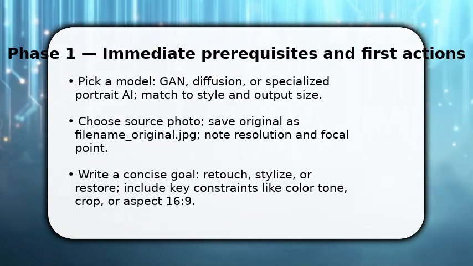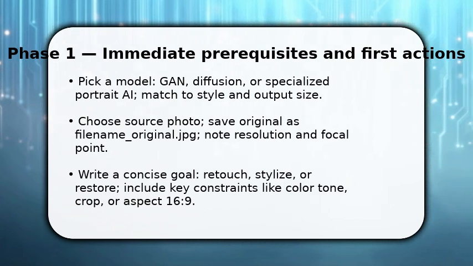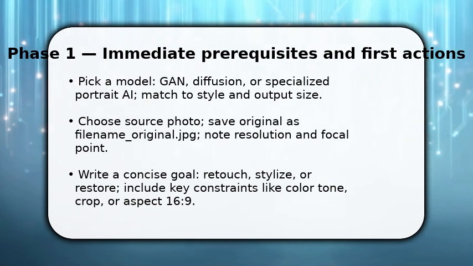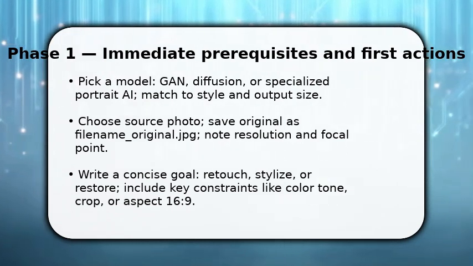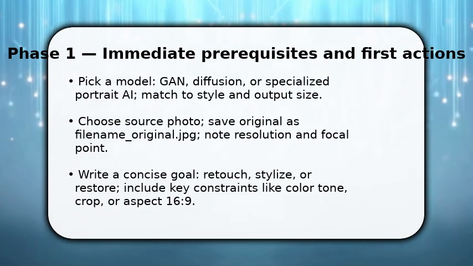Next, state a clear, measurable goal. Restore damaged areas, reduce noise by 50%, or shift color warmth to +10. Make sure to note output dimensions and focal subject. This guides prompt choices and tool settings, so your edits stay intentional rather than arbitrary.